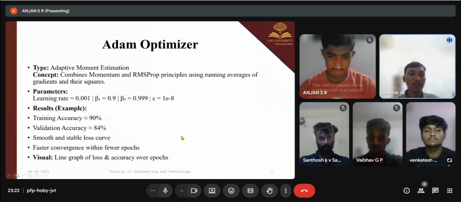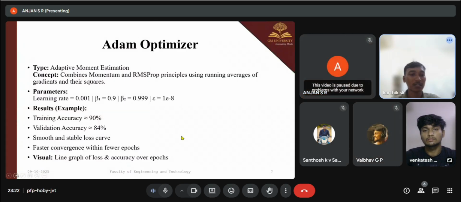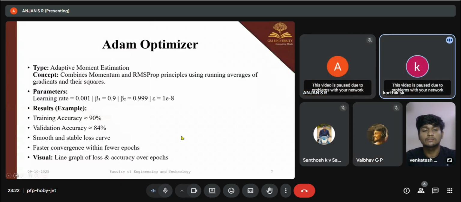Next is the result. For example, if our training accuracy is 90% and the validation accuracy is 84%, smooth and stable loss curves will be formed in the charts, and there is faster convergence within fewer epochs, where epochs are like the batches we use in our training for the dataset.